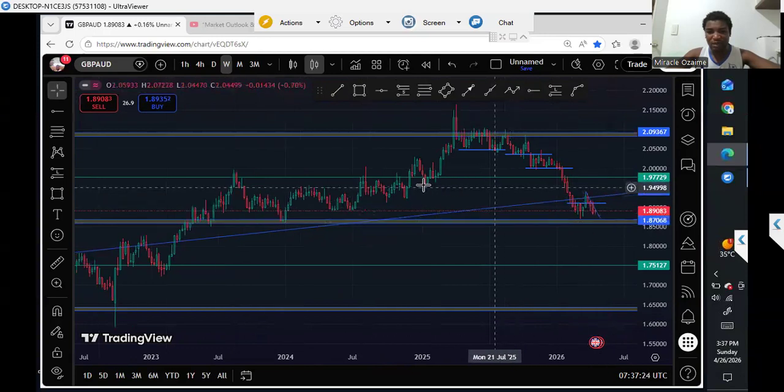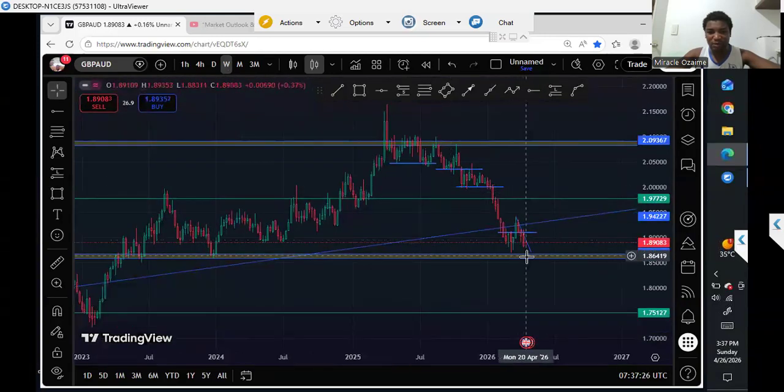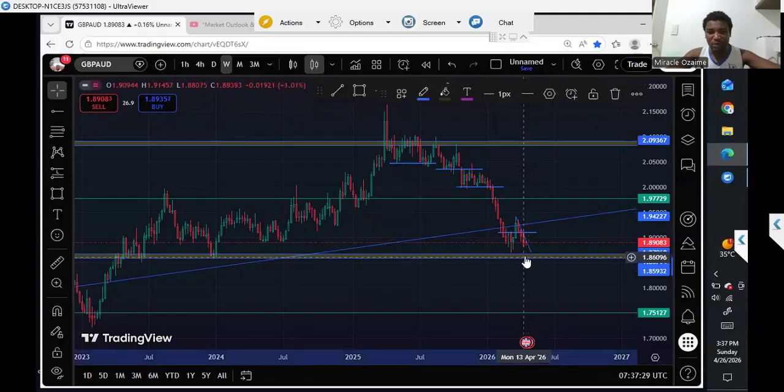After forming a base, then we're now thinking about buying. So maybe it wants to come and form a base around this region for a continuation to the upside. Maybe a base formation just like this, just like this, for a push towards the upside.